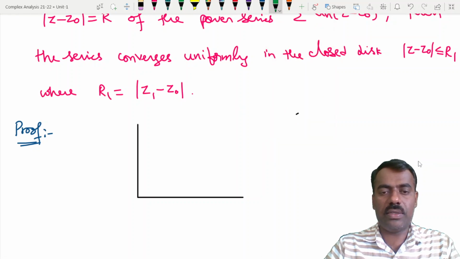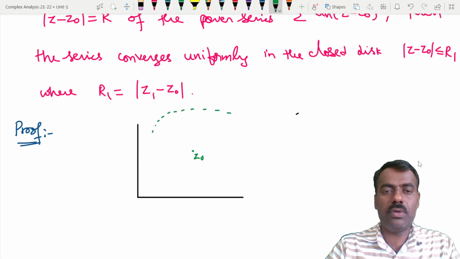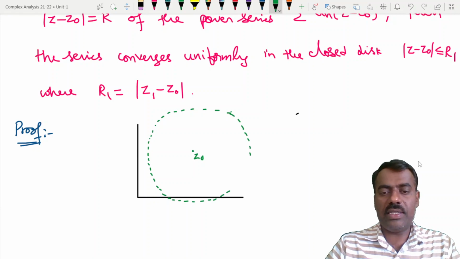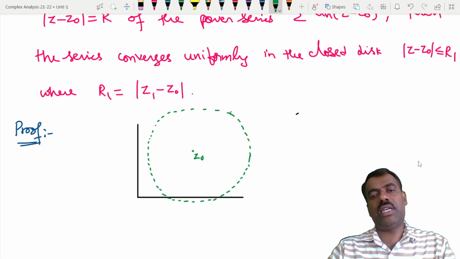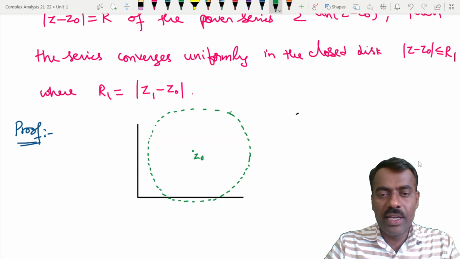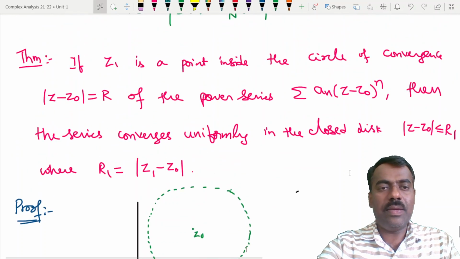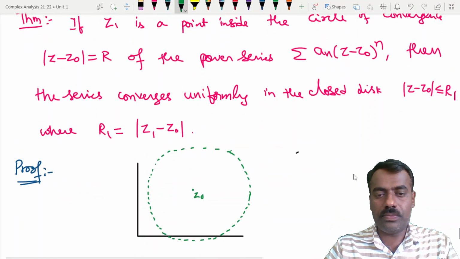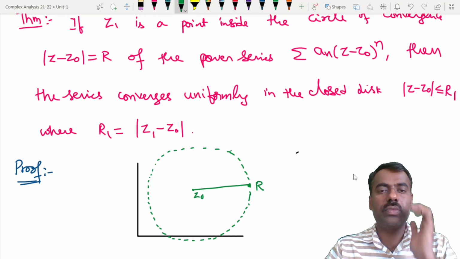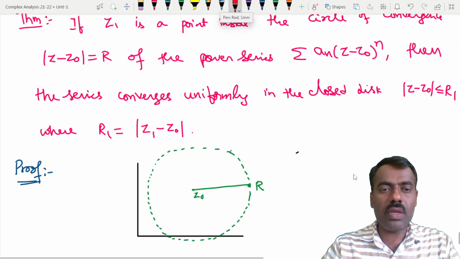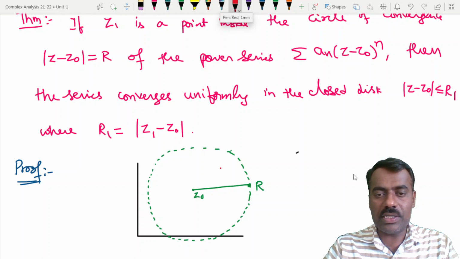Suppose this is our z naught, and assume that we have this circle of convergence. That means this is the largest circle possible where the series is convergent inside this circle. Fine. Now z1 is any point. So whatever we are calling r, this much is our r, this distance. Now take a point z1, say suppose this is our point z1.